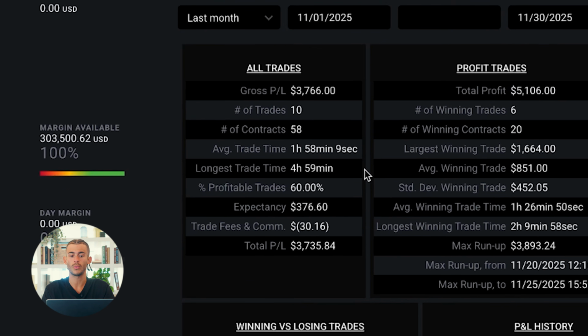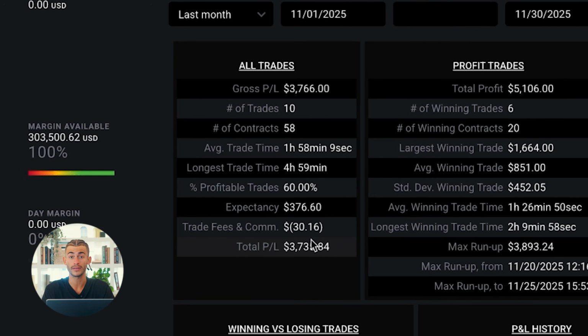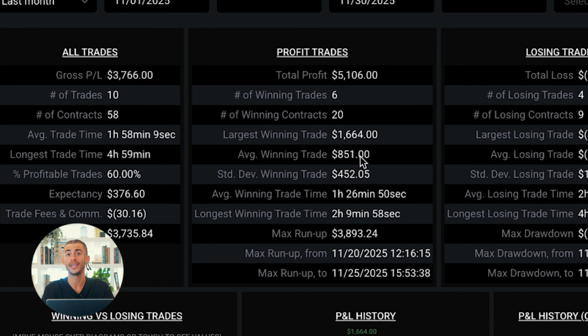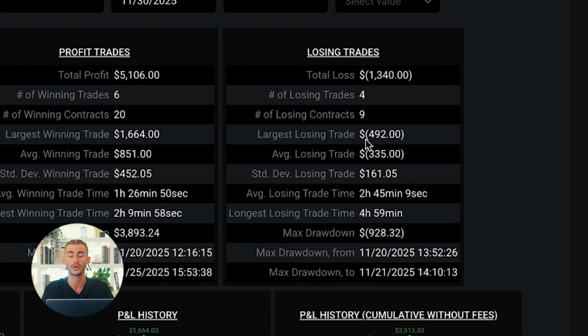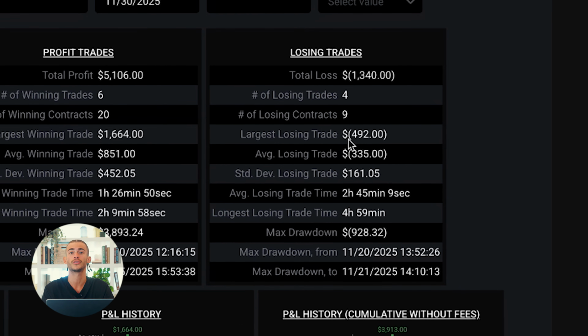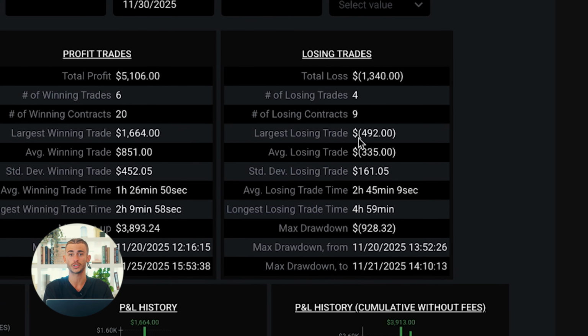You can see that we have won 60% of our trades and we have made $3,735. Our average winning trade is around $850. Our largest winning trade is $1,600 and our largest losing trade is only $492. So that means that our largest winning trade is literally 3 times bigger than our largest losing trades, which is amazing to see.